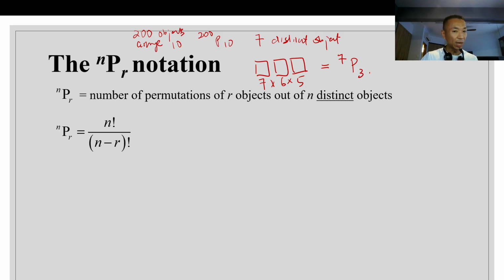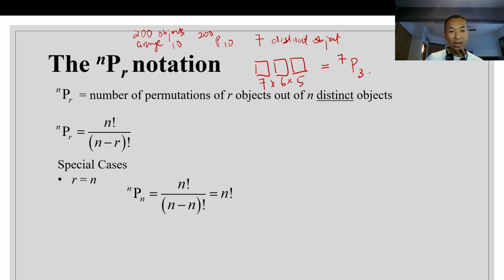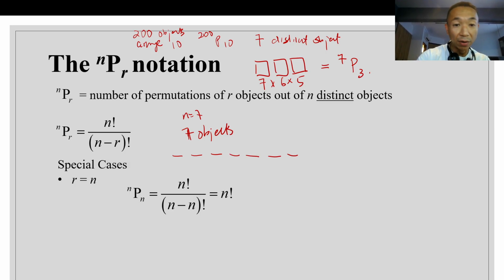There are two special cases that I want you to take note of. One is what if r is equal to n. Basically what I'm saying is, if for example I have 7 objects, where n is 7. Now I want to arrange the 7. I don't arrange 3, but I now arrange 7. How many ways can I arrange 7 out of 7? So how many ways can I arrange these 7 in a straight line?